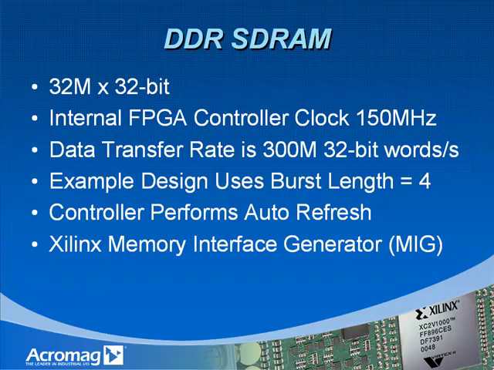Double data rate SDRAM is available on the PMC-LX/SX as well. The densities of these devices are 32 meg by 32 bits. The internal FPGA controller clock is 150 MHz. Data transfer rates up to 300 meg 32-bit words per second are possible, since data transfers on both the rising and falling edge of this 150 MHz clock. The example design uses burst length equal to 4, and the controller performs auto refresh automatically. The Xilinx memory interface generator tool was used to generate this controller.